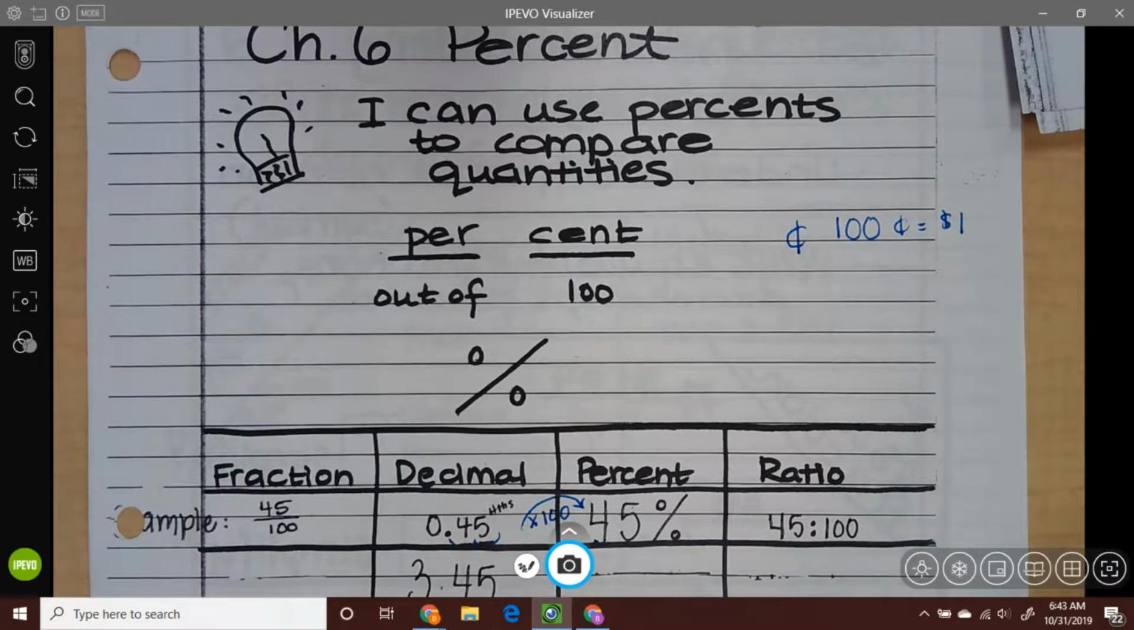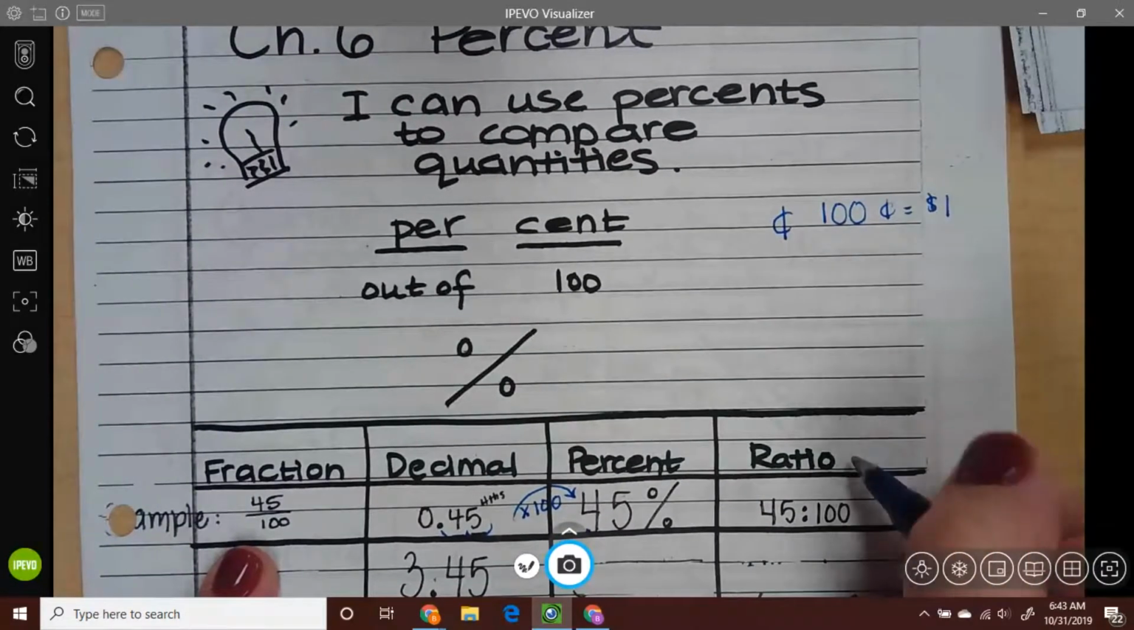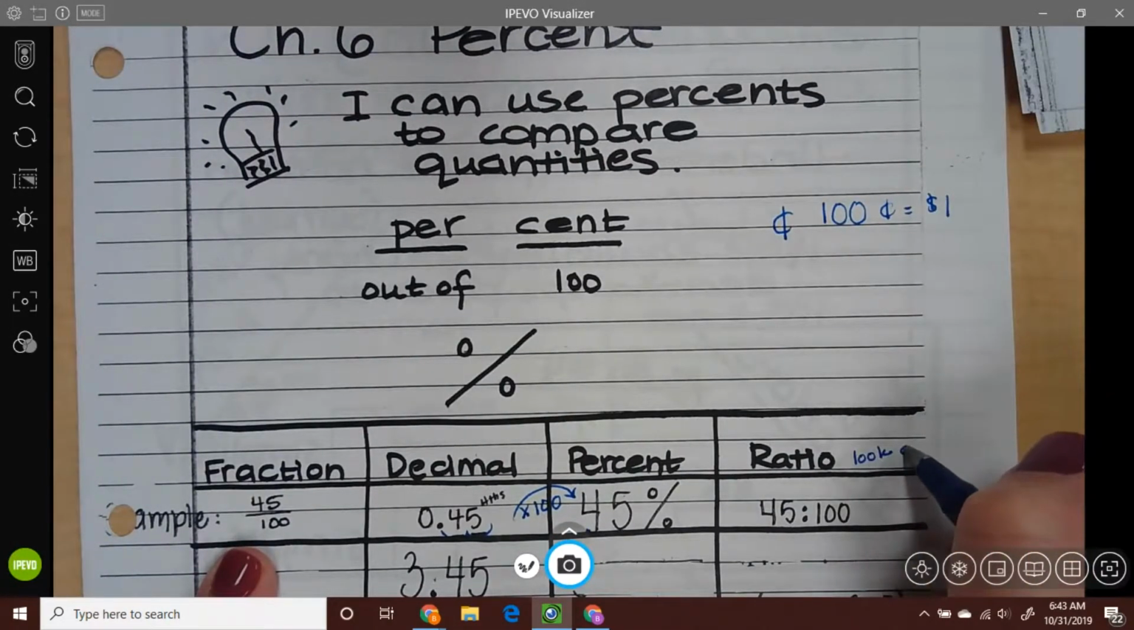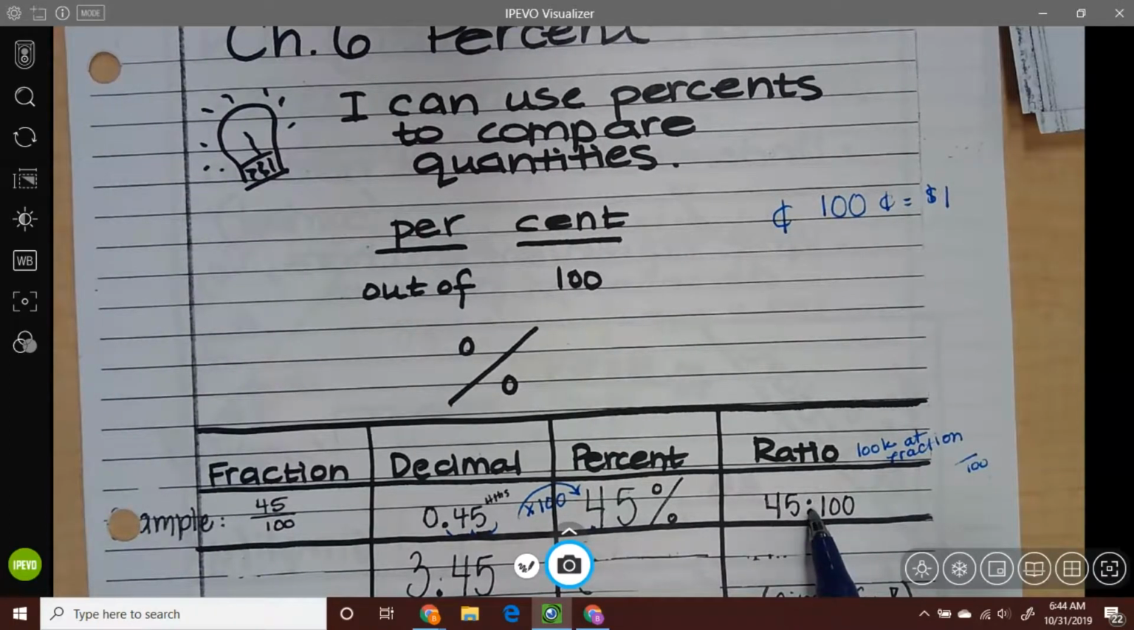And then I really can just look at the fraction out of 100 to get the ratio. And I could write 45 per 100, or 45 to 100, or 45 out of 100. We talked about that in the ratio chapter.